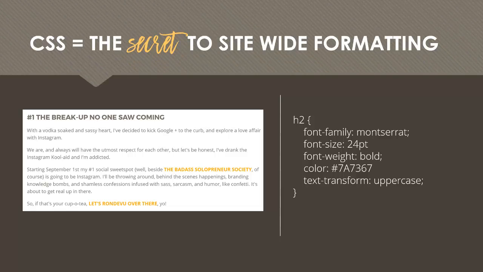All right, so I want to give you some examples. Let's take a portion of that same document that we've been working with. The first line, the number one breakup no one saw coming. Now remember, that had an HTML H2 tag around it. What CSS allows you to do is target that HTML tag, which again in this case is an H2 tag, and then style the heck out of it. Here I've specified the font family to use, the size of the font, the weight, the color, and I also told it to make everything uppercase. Now, anytime I wrap a headline or any piece of content on my site in an H2 tag, this same styling is going to be applied to it.